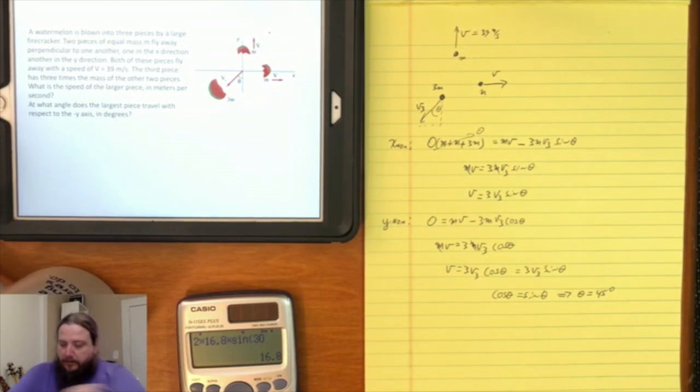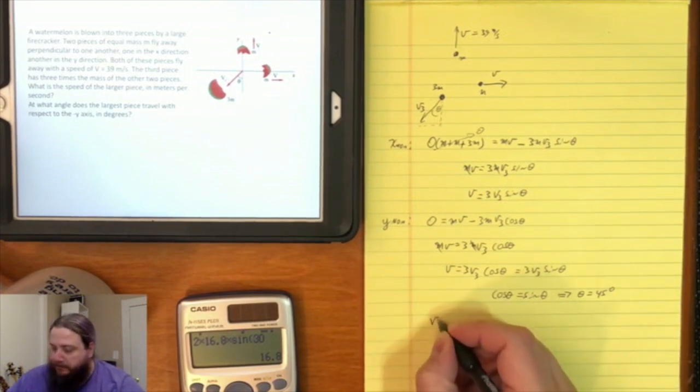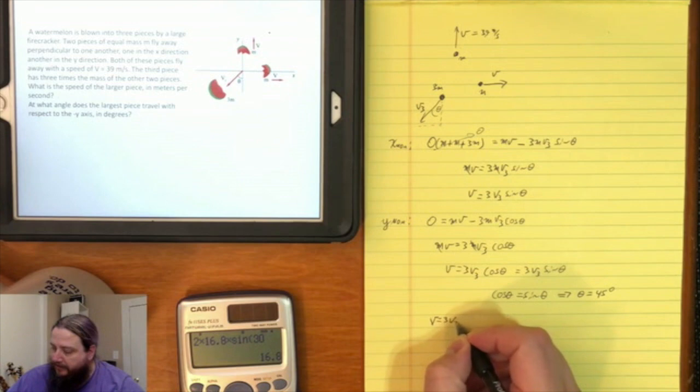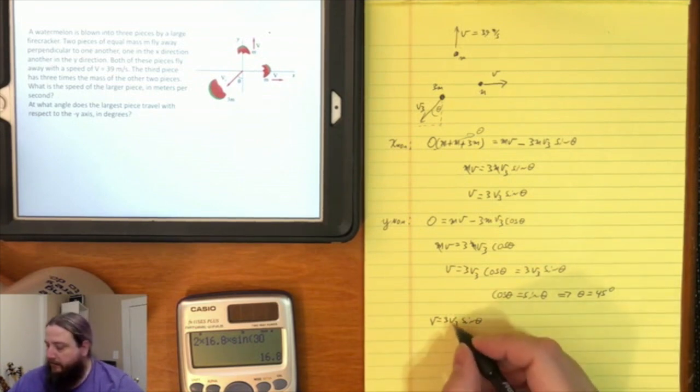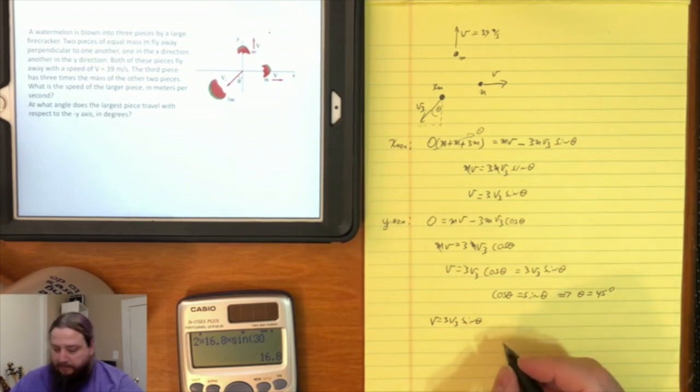So once we know that, we can plug it back into our speed, v equals 3 v3 sine theta, and solve this for v3.